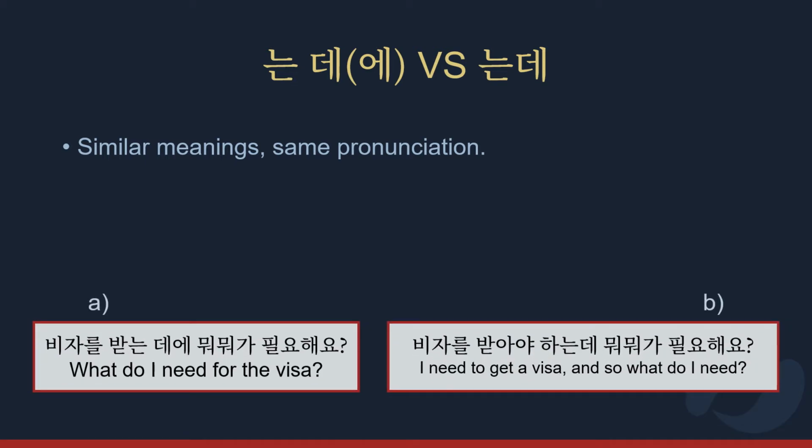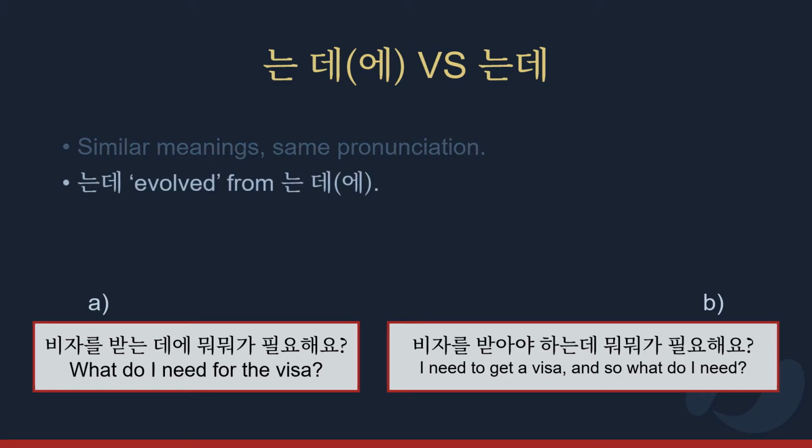Compare the following. A. 비자를 받는 데에 뭐뭐가 필요해요? What do I need for the visa? B. 비자를 받아야 하는데 뭐뭐가 필요해요? I need to get a visa, and so what sort of things do I need? In both sentences, there refers to getting a visa. In A, nun space there refers to the situation, and in B, nunder presents the background circumstances.